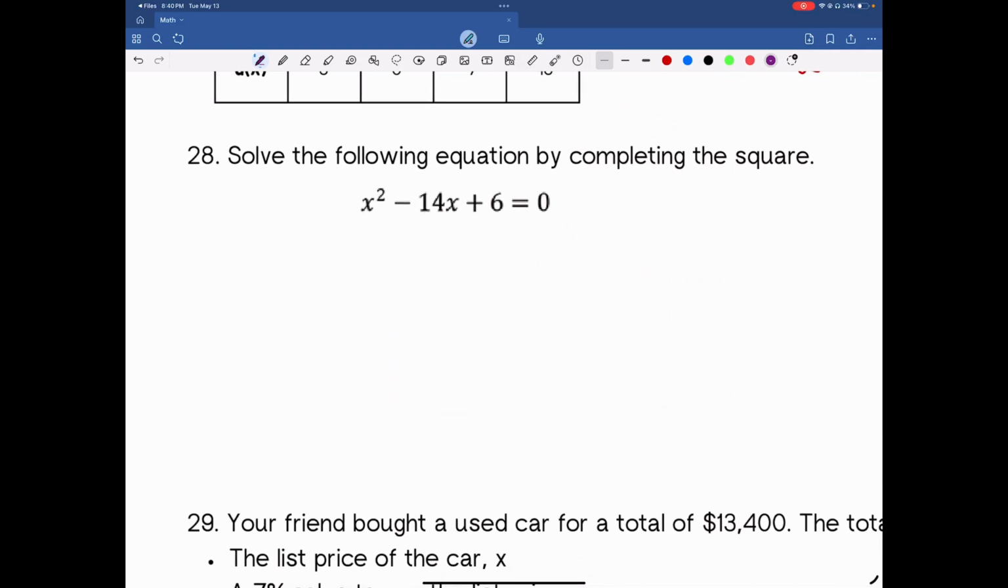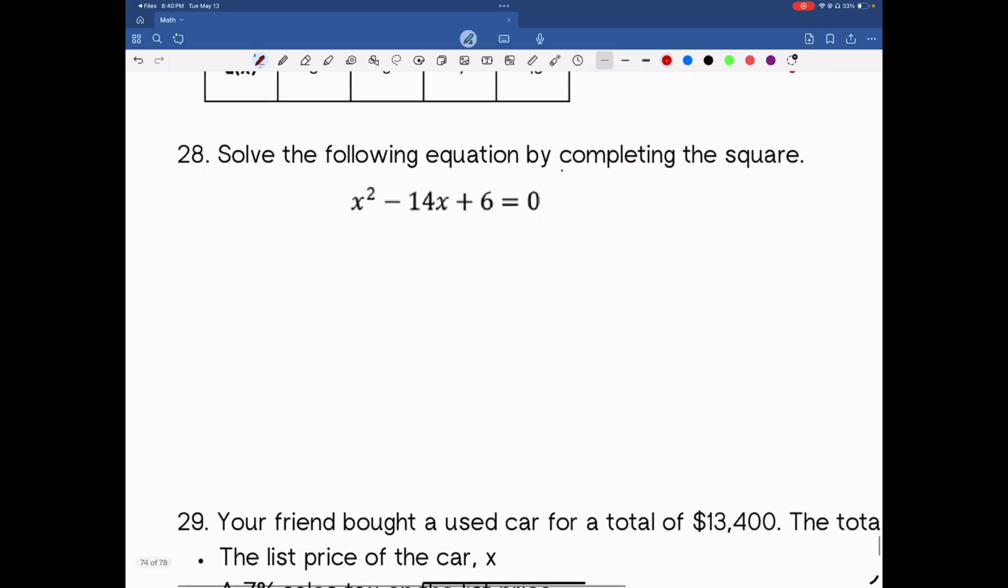Okay, complete the square. Anytime we complete the square, we always want to make sure that we have 1 in front of the x squared. And so we take this 14, this middle term, the b value, we divide it by 2, and then we square it. So that's going to be 7 squared, which is 49. And so we're going to add that here. And because we added it on the left side, we're going to add it to the right side as well.